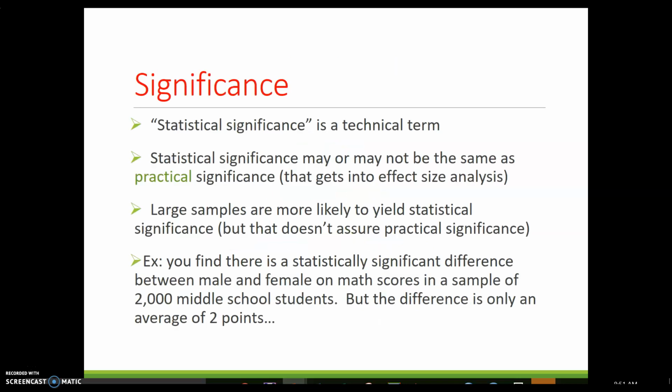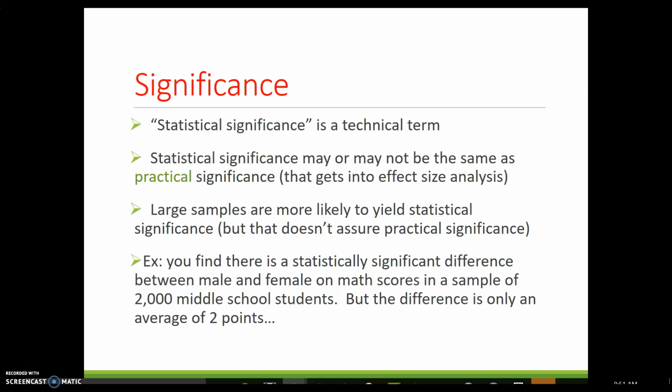Because this is a technical term. And I will also say that it may not be the same as practical significance. So we'll get into effect size analysis for practical significance, because large samples tend to yield statistically significant differences, but that doesn't mean it's always really useful in practice.